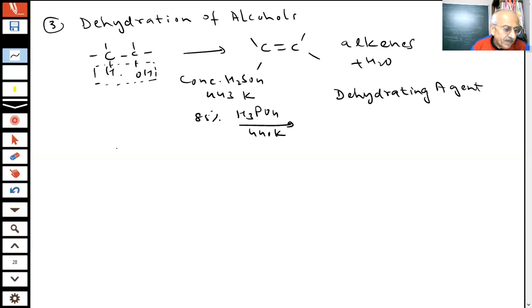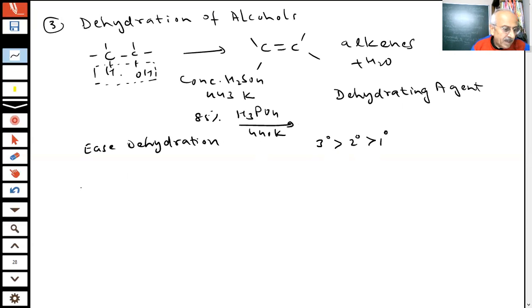And students, the ease of dehydration is again 3 degree, more than 2 degree, more than 1 degree. This is important. The rate is this. Tertiary alcohols will undergo dehydration faster than secondary and then primary.